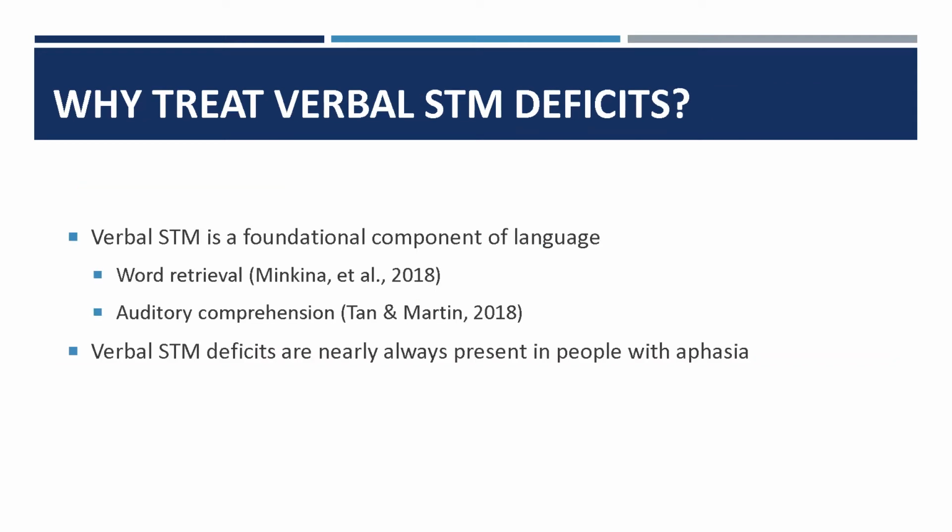Why treat verbal short-term memory deficits? How will it improve communication skills in people with aphasia? Verbal short-term memory is a foundational aspect of language that is involved in word retrieval as well as auditory comprehension. And verbal short-term memory deficits are nearly always present in people with aphasia.